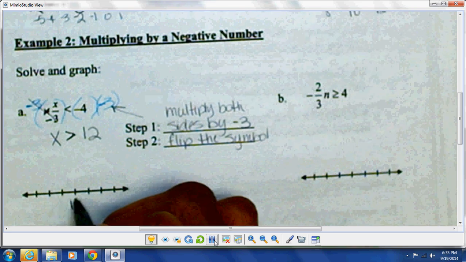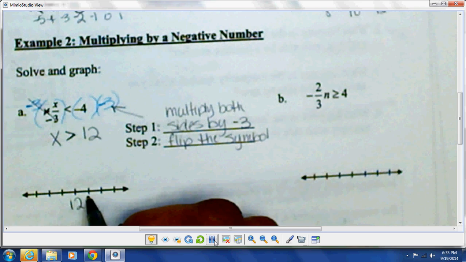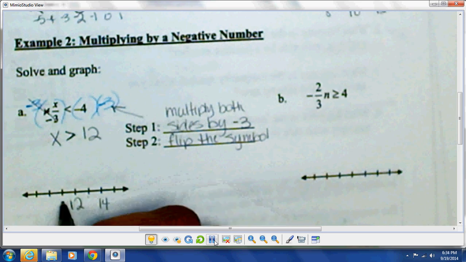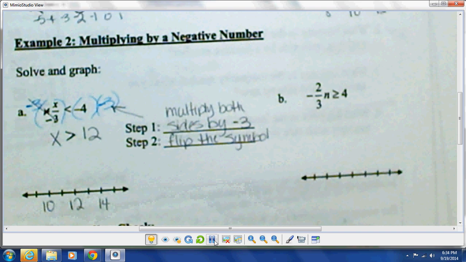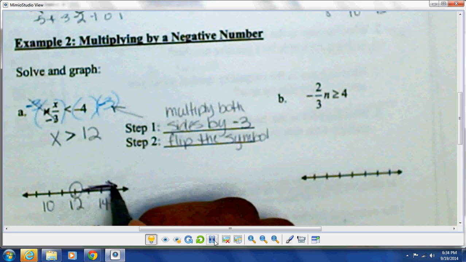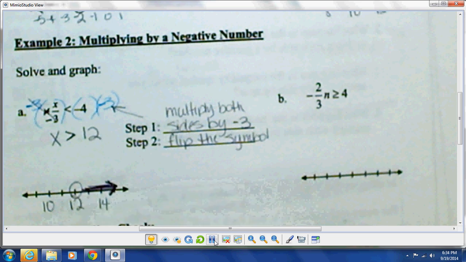Okay, let's graph. Put 12 in the middle. That's 11. So that's 13. That's 14. That's 11. That's 10. We need a circle at 12. It's going to the right. No equal to part, so it remains open.